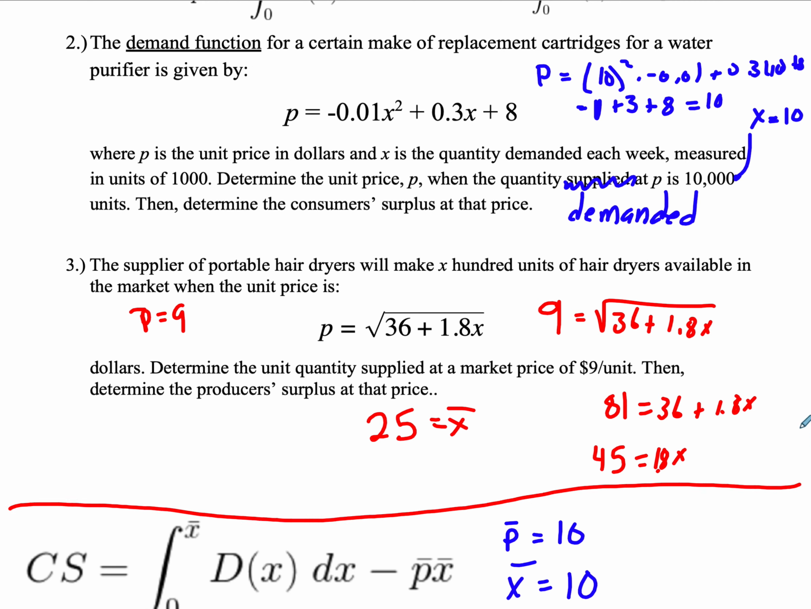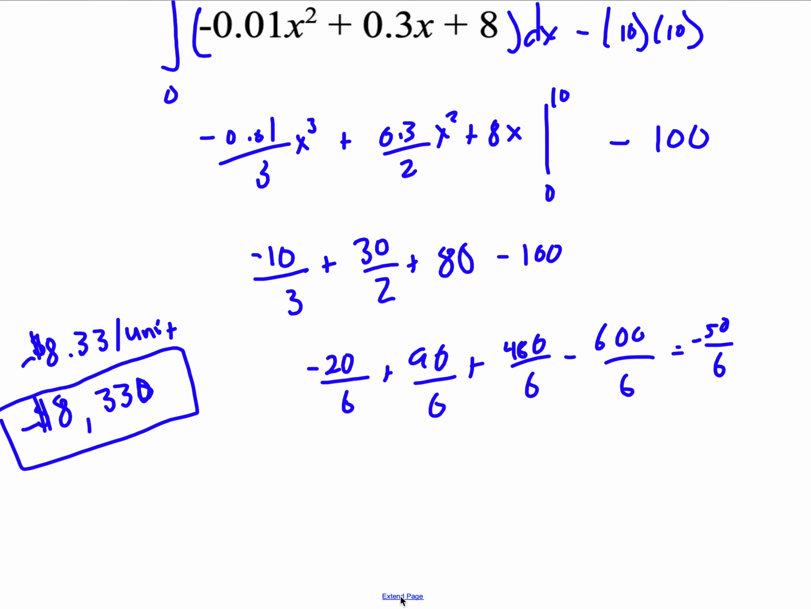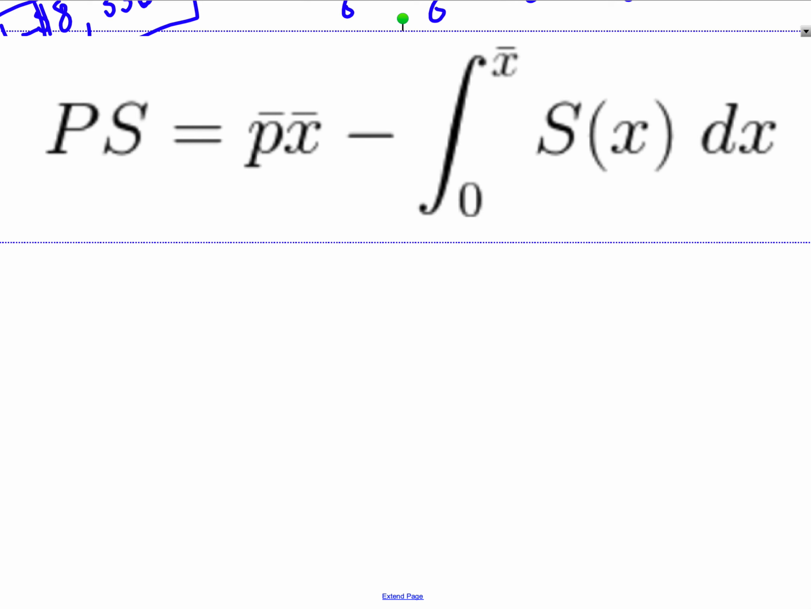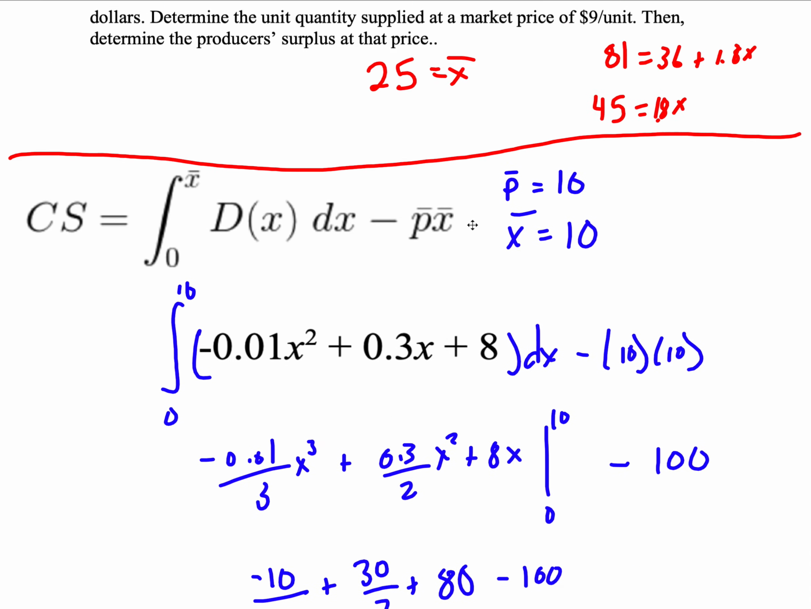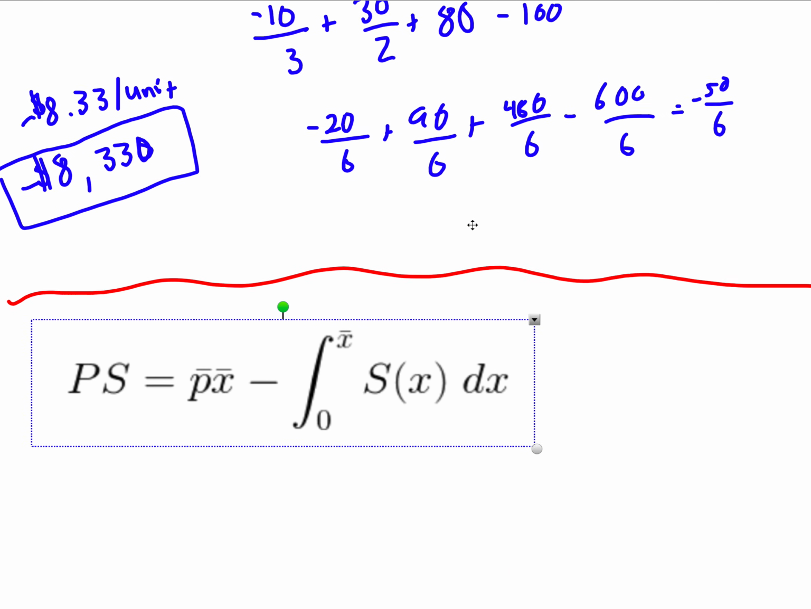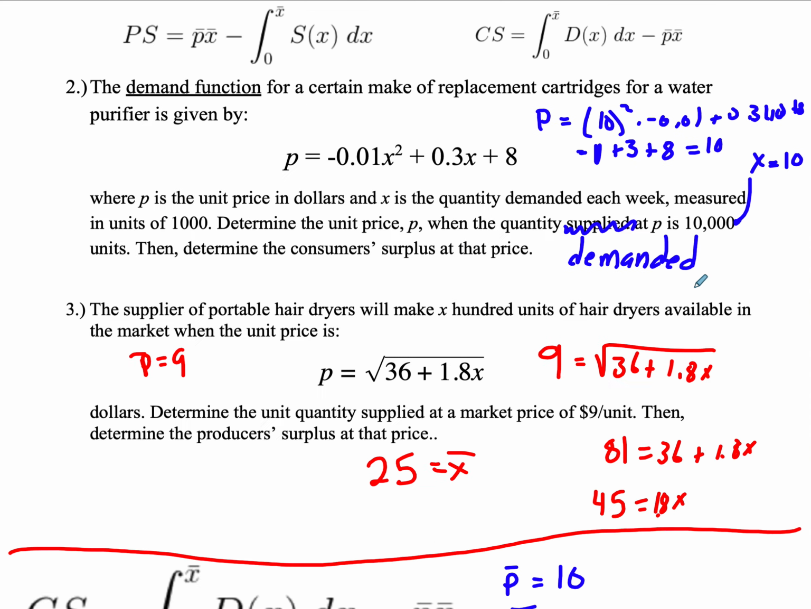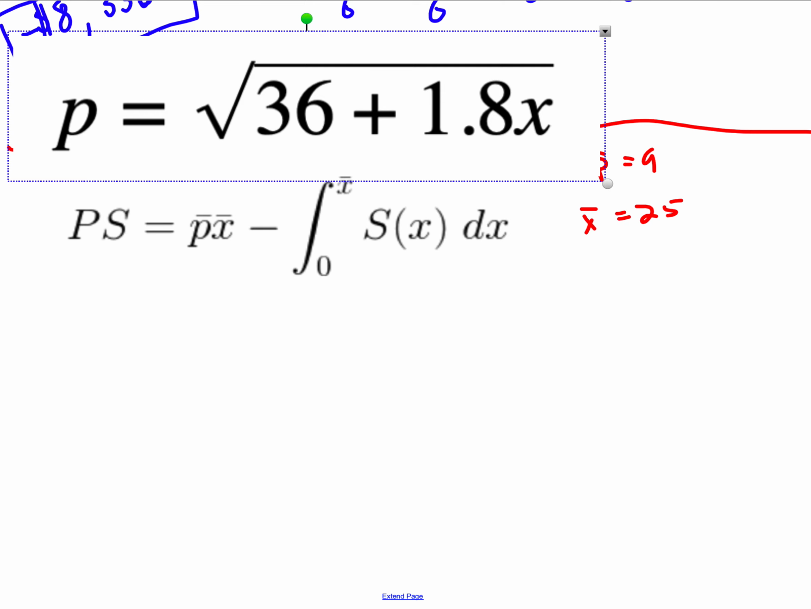Okay, now that that's my X bar, I'm going to go ahead and do the producer surplus. So first let me copy the producer surplus formula. Remember that's based on the supply function, so it's going to be a little bit more difficult to integrate, but that's okay. Let's start with the producer surplus. We know P bar is 9, X bar is 25. And then we'll also just quickly grab this little P function here. This is what we want to integrate.